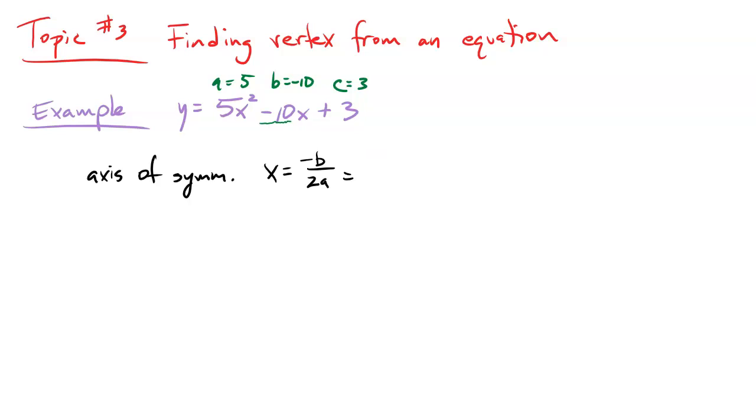Okay, so the axis of symmetry would be: put a negative sign there, and then I put my B number. And then I do double A. So positive 10 over positive 10, which means my axis of symmetry is at 1. This is going to be my x number of the vertex.